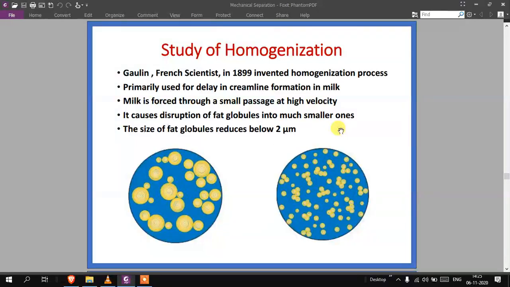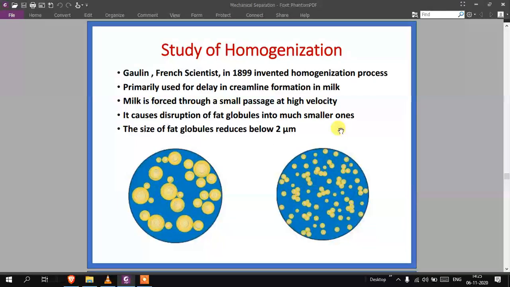We are going to learn a new topic, that is homogenization. In this topic we will discuss the theory of homogenization, the function of the homogenizer, the components of the homogenizer, what the requirement of the homogenizer is, and why we homogenize milk in the dairy industry, or why the dairy industry uses homogenization, what the purpose of homogenization is.